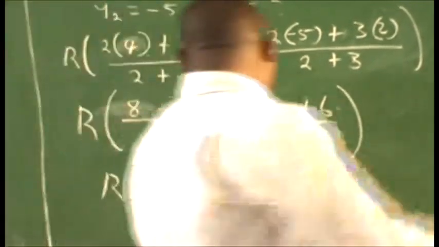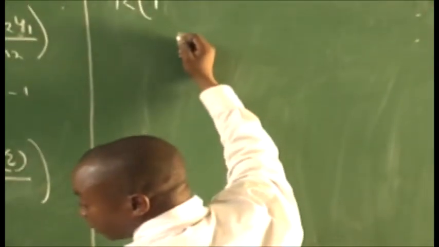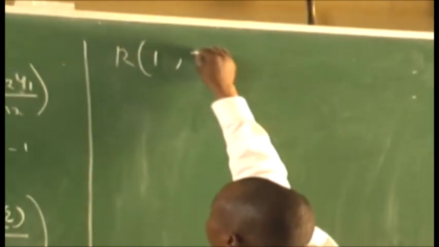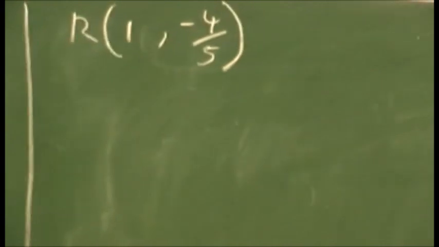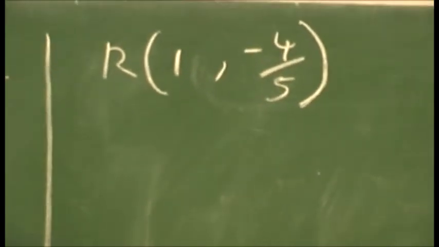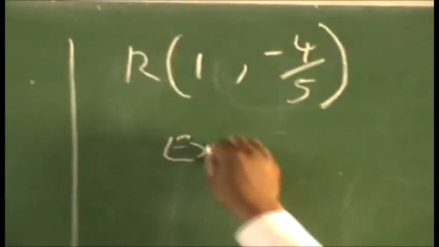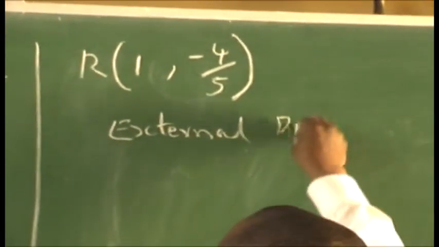We now see that the coordinate of R is equal to 1, that is 5 divided by 5 is 1. Then we have minus 4 all over 5. This is the coordinate of R. So we can also look for external division.